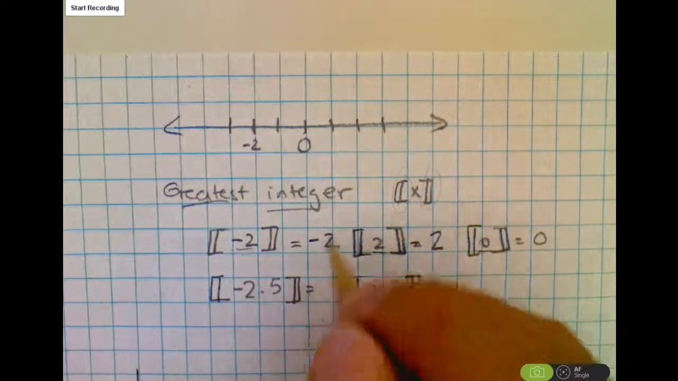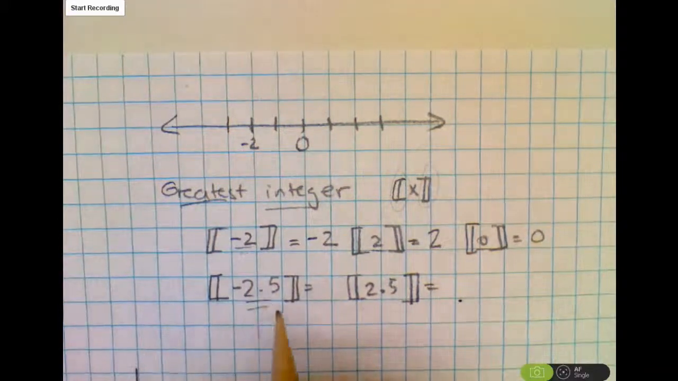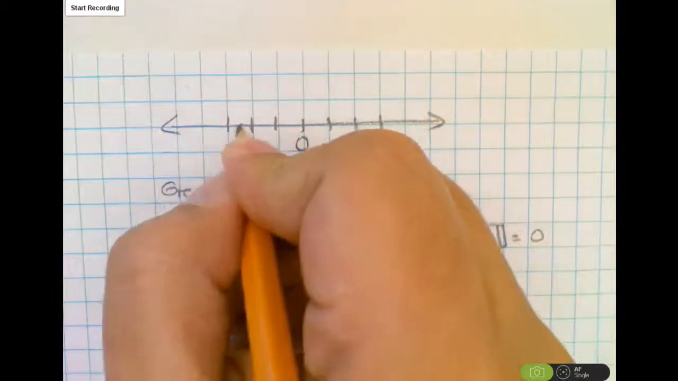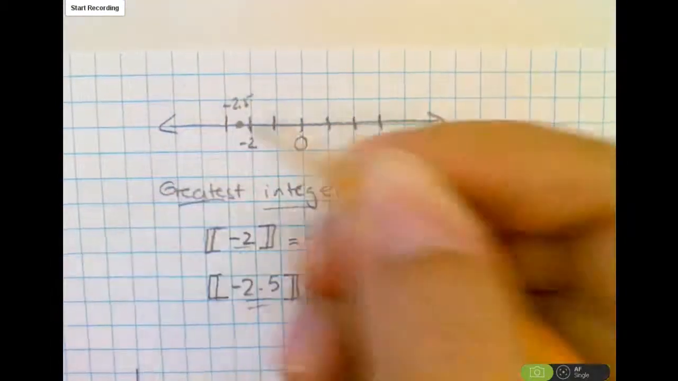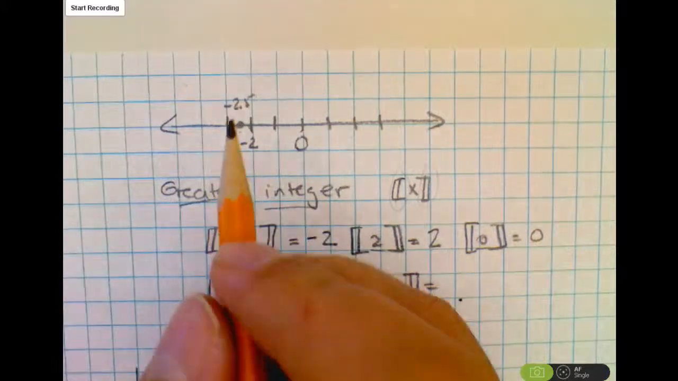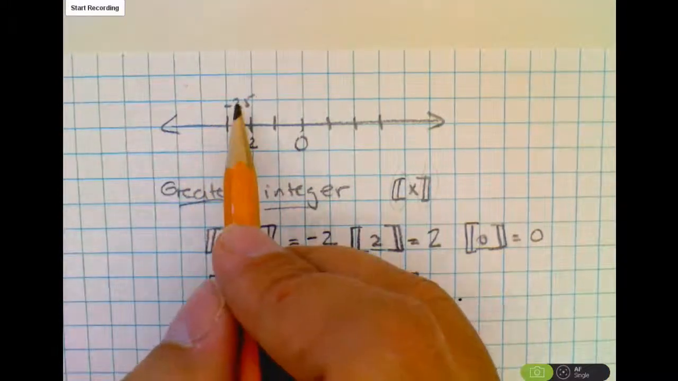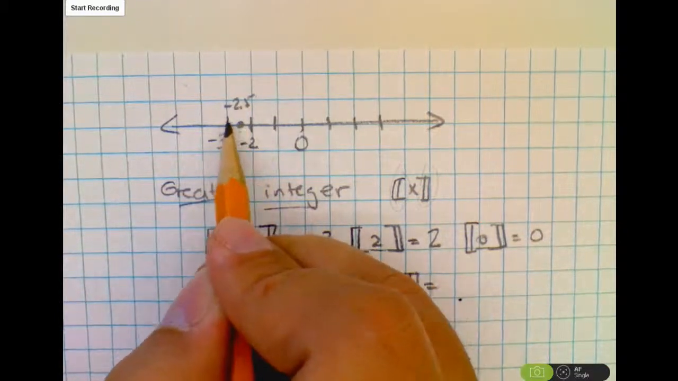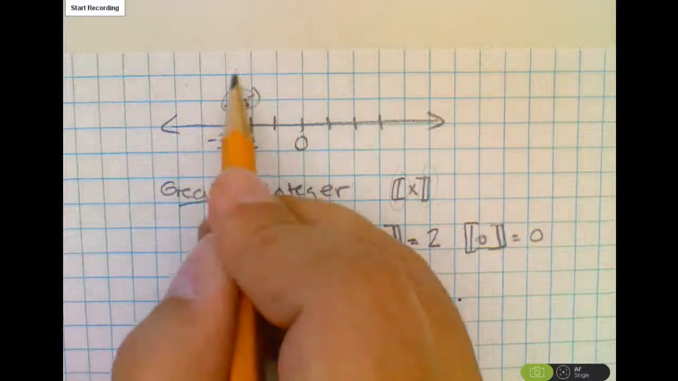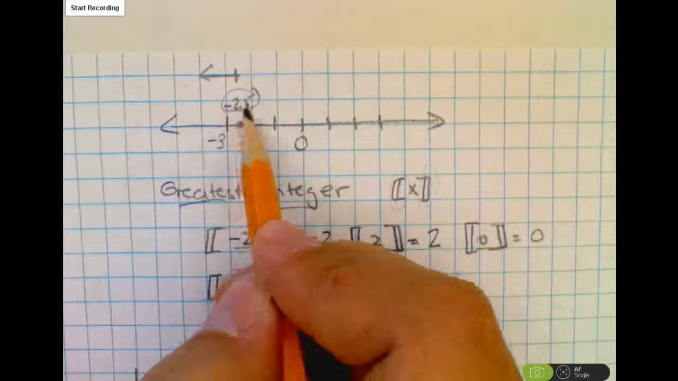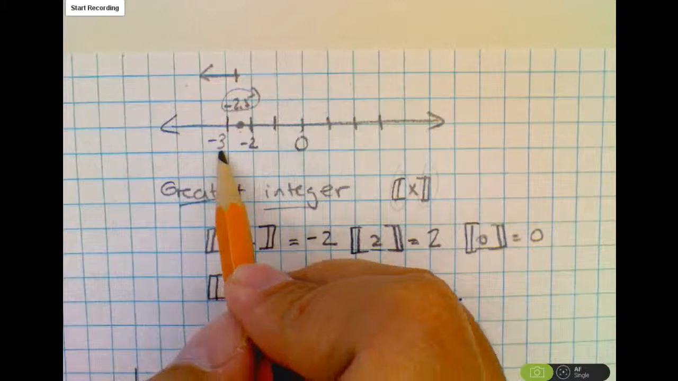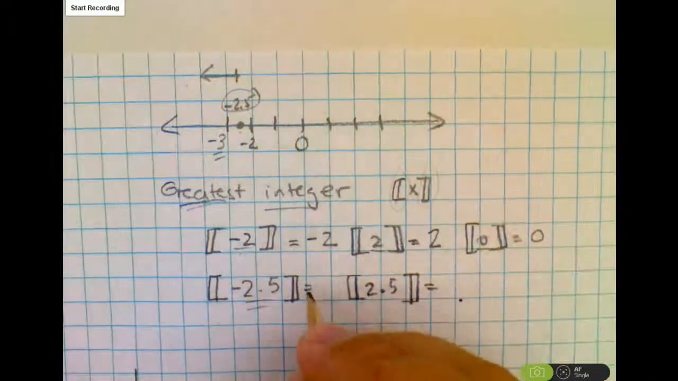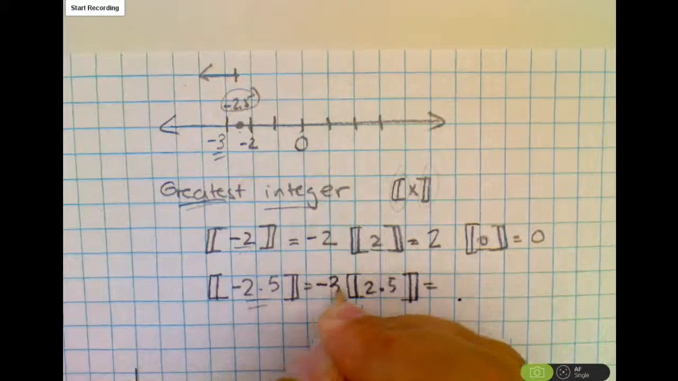What happens when they are decimals? When they are decimals, then you have to know whether they are positive or negative, where they are on the number line. -2.5 is a number right here. So the greatest integer for -2.5, meaning the greatest integer that this number is bigger than, is actually -3, because that's the first integer to the left of the number -2.5. So -2.5 is a number that is bigger than -3, and -3 is the greatest integer to the left of -2.5. So the greatest integer of -2.5 is -3.